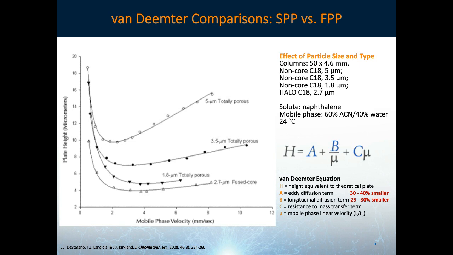The 30% smaller A term is due to the more uniformly packed column bed with the fused core particle columns. The 30% smaller B term is due to the presence of the particle's solid core. So what you have is a smaller diffusion path for that fused core particle morphology. And the combination of those is what leads to the higher efficiencies.